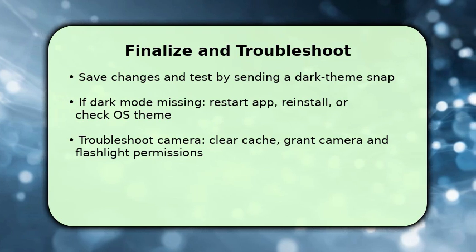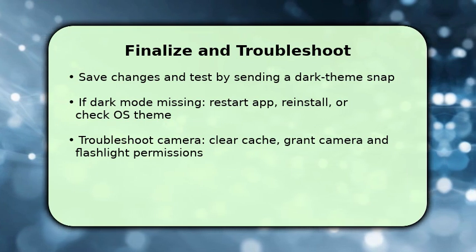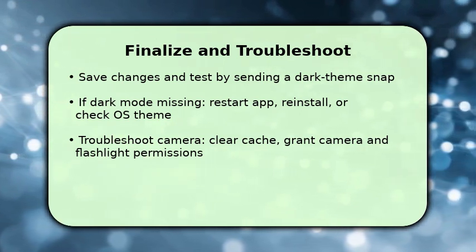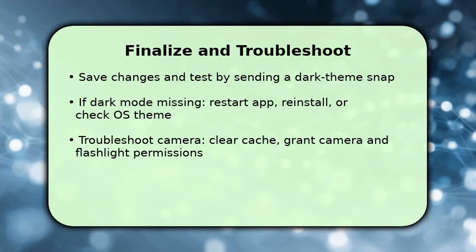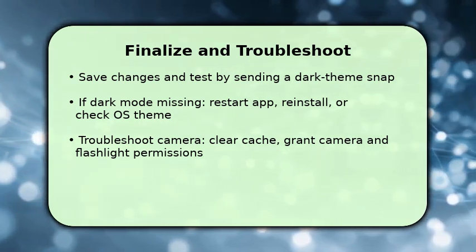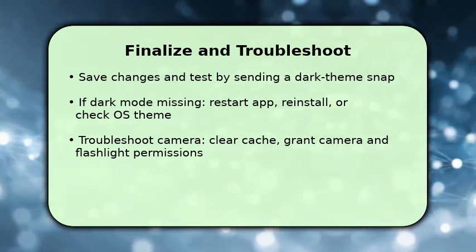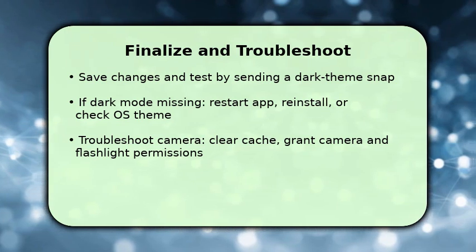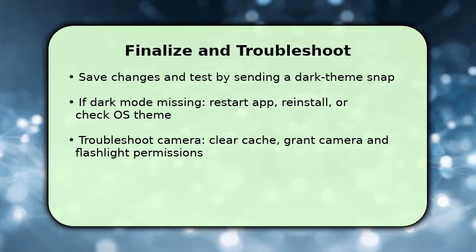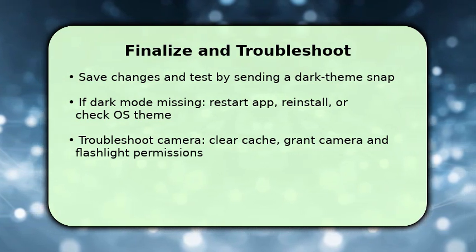If Snapchat's app appearance option isn't present, restart the app first. If needed, reinstall or verify your OS supports dark themes. Older Android builds may not. Make sure Snapchat has camera and flashlight permissions if low-light capture fails. If images are noisy, clear the app cache and try again. These steps fix most issues when the night interface or low-light camera behavior doesn't appear as expected.